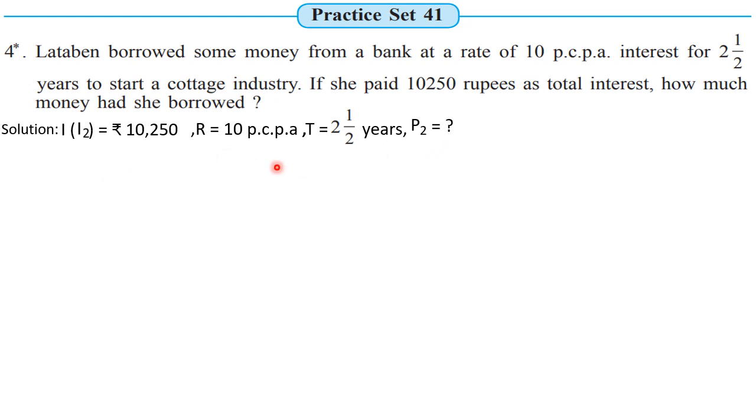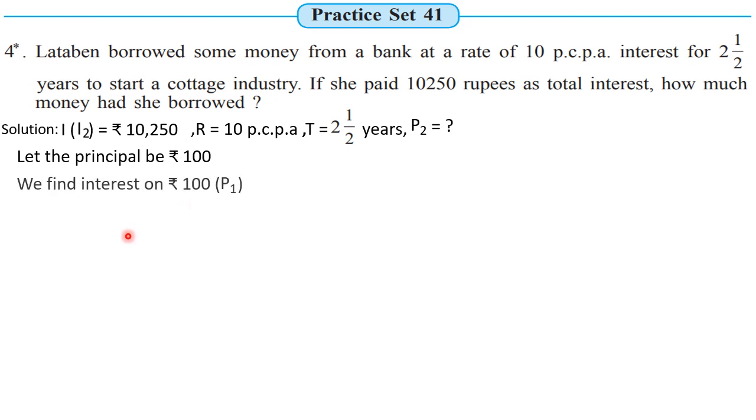Now we'll write, let the principal be 100 rupees. Okay, so we find interest on rupees 100, P1. Okay, so I is equal to P into R into T upon 100. So as we know P1 is 100, so 100 into rate of interest is 10, so 10 into T, which is 2.5, so 2.5 upon 100.